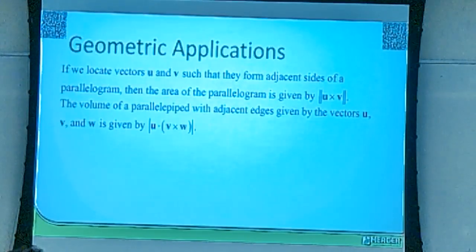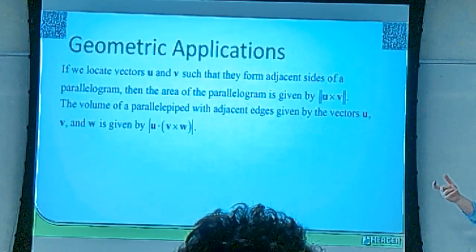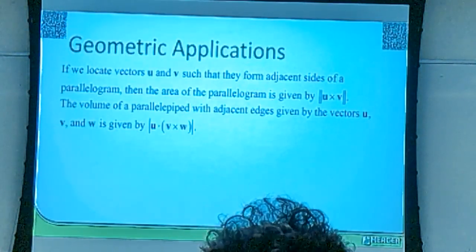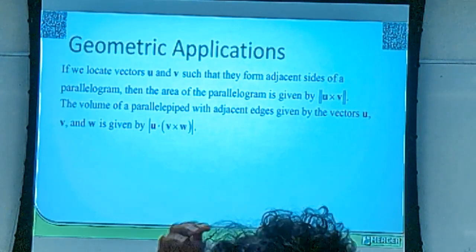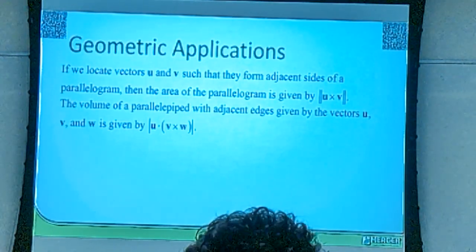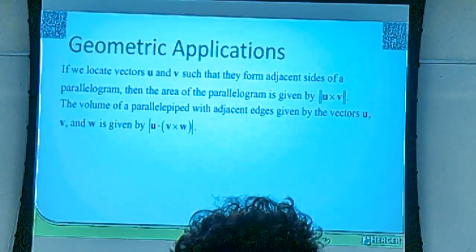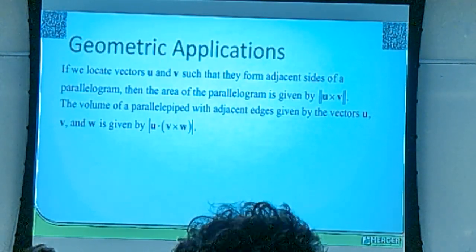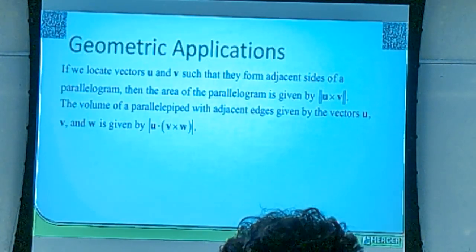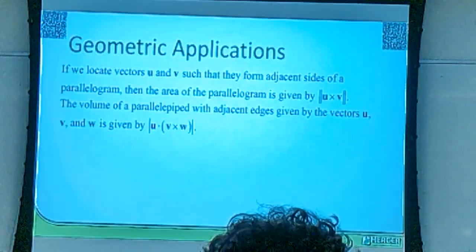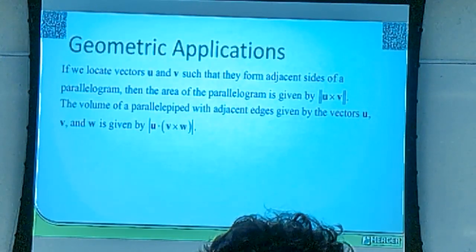And if you have a parallelepiped that has adjacent edges u, v, and w, the volume is the absolute value of the triple scalar product. And notice by its very nature, with the absolute value, the order of u, v, and w doesn't matter. Because the only thing that's going to change is possibly a minus sign, depending on the order, and you take the absolute value, it goes away anyway. So how you choose your u, v, and w doesn't matter for volume.